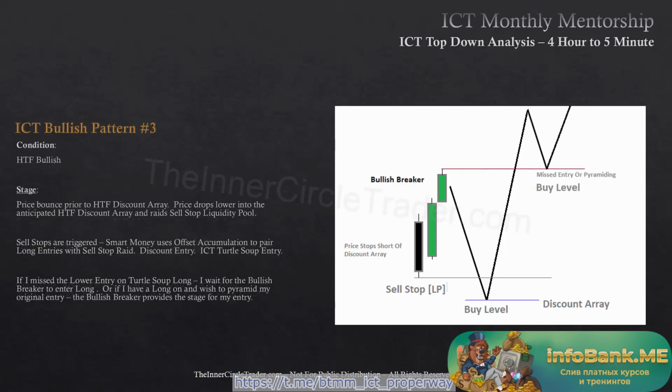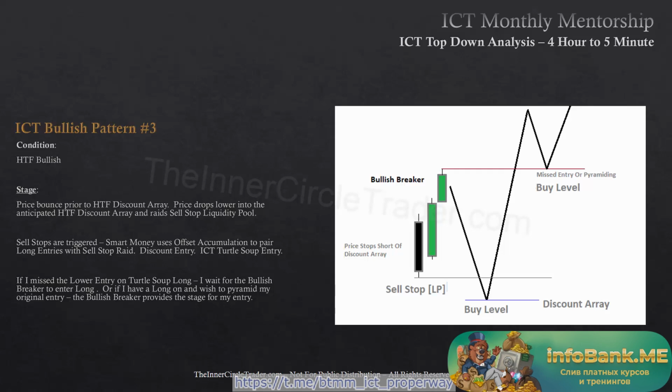And the bullish pattern number 3, which is basically the same pattern I just showed you, but in the event that I did not get that entry down there on the turtle soup, which is the reason why I tell you, don't worry about it. Don't regret it. Don't sit there and beat yourself up about it. If you can't get that level down there, fine. This is the pattern that I use.